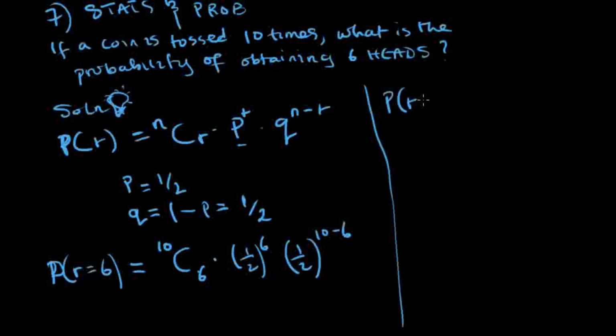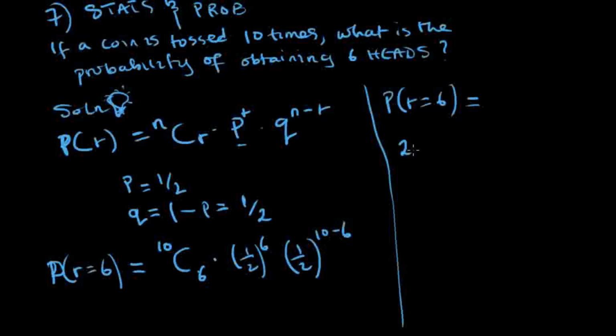So P of r equal to 6 is equal to 10 combination 6. There are various ways of solving 10 combination 6, but we're not going to use the manual way of solving it because of time. I'm just going to punch that on my calculator. Give me a second. 10 combination 6. So that's 210. If you have a scientific calculator, you can quickly punch that.